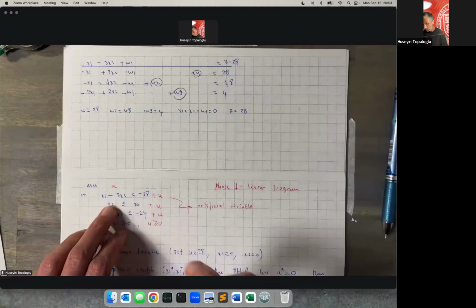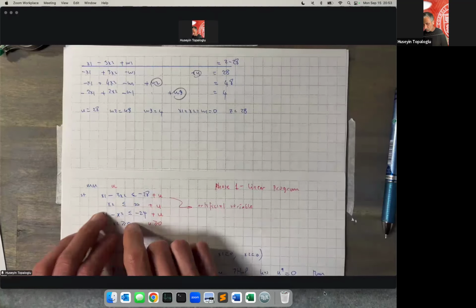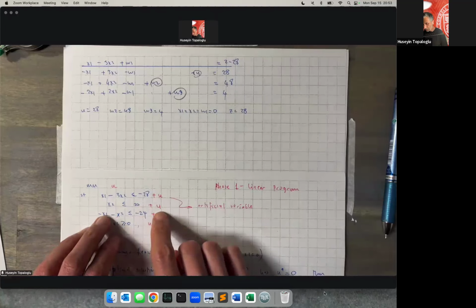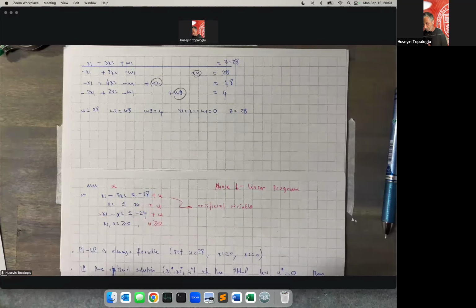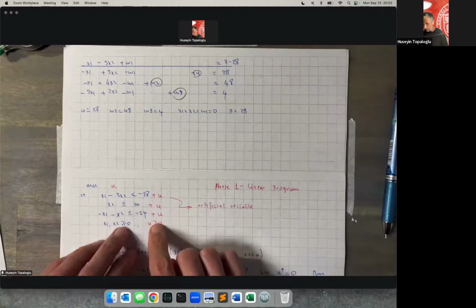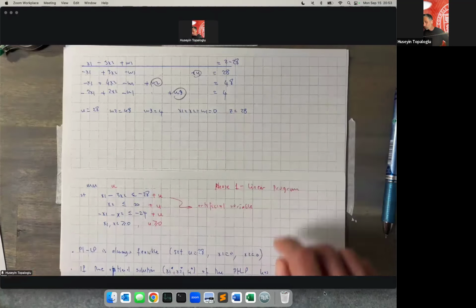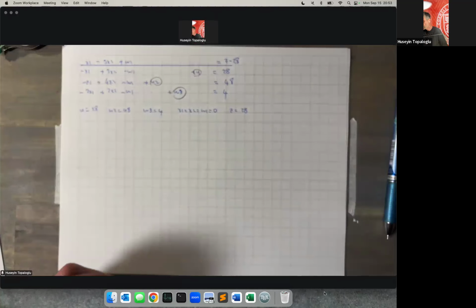0 is less than or equal to 48. I'm in good shape. 0, 0, 0 on the left-hand side. Minus 24 plus 28. U is 28. 4 on the right-hand side. 0 is less than or equal to 4. I'm in good shape. And U is 28. My x's are 0. X's are non-negative. U is non-negative. I'm in good shape. So this solution is feasible to the phase 1 linear program.